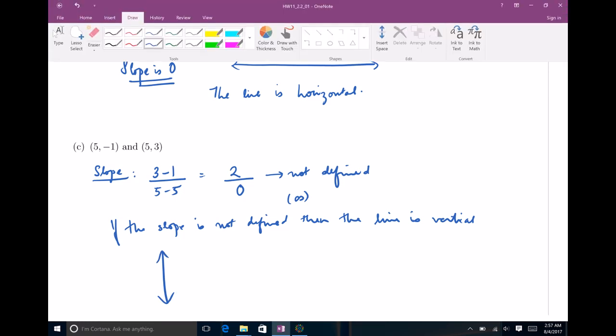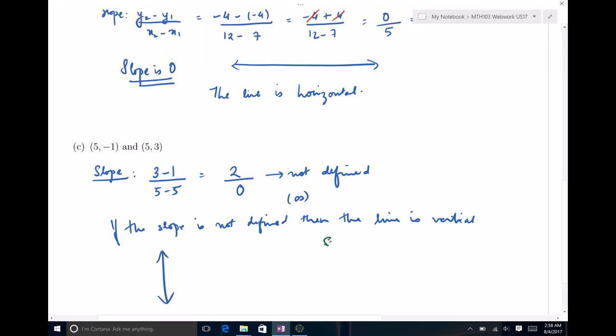So to summarize, if the slope is greater than 0, then the line rises. So basically the line looks something like this. If the slope is negative, then the line falls. So it looks something like this. It starts out at the top and then falls below.